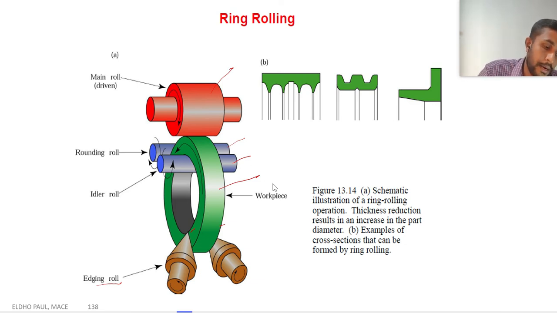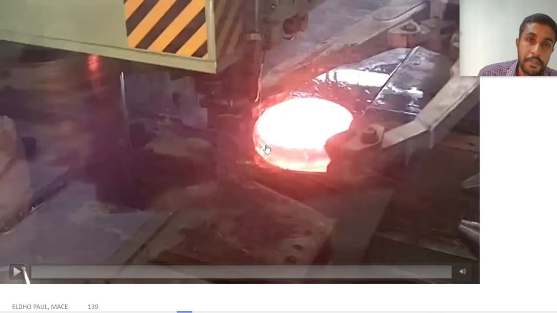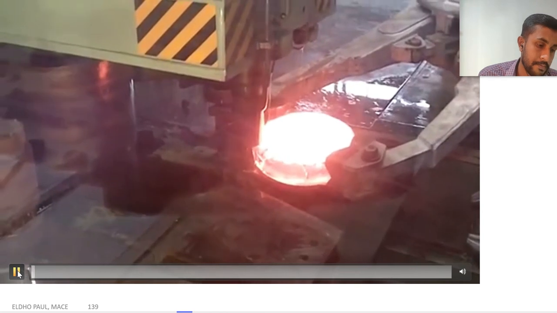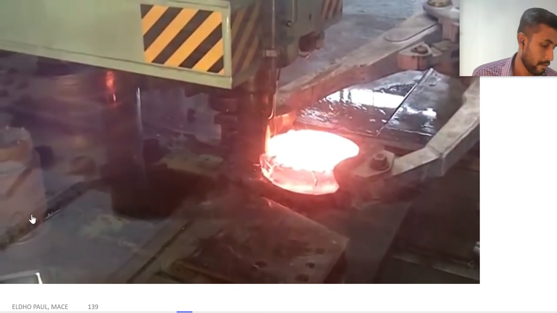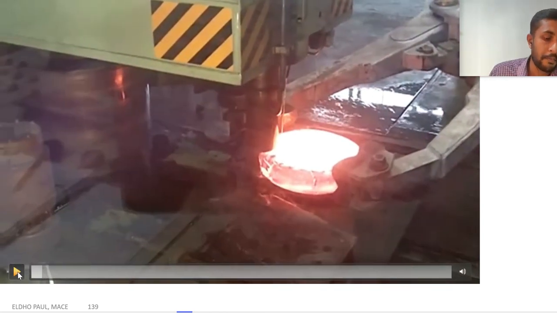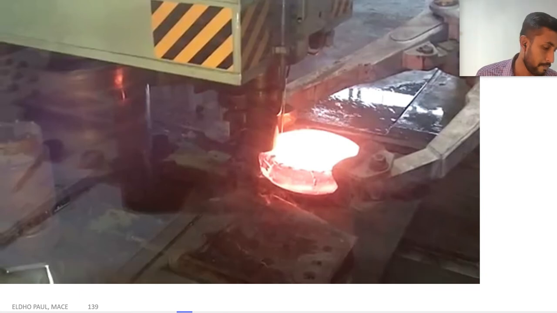This is the schematic illustration of the ring rolling operation. After this ring rolling operation, the thickness is reduced, and at the same time, the reduction in thickness is compensated with an increase in the diameter. Next, we will see the video of how this ring rolling is performed. So, this is the workpiece used for the ring rolling operation.